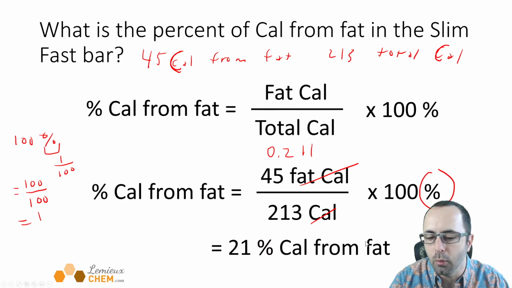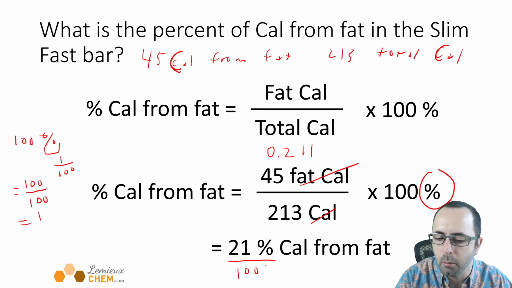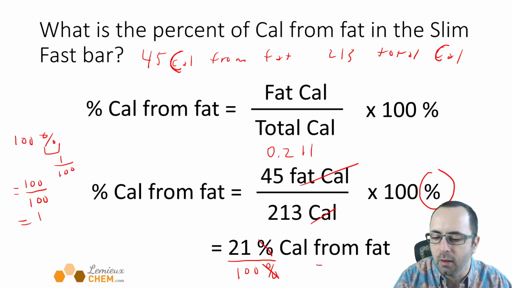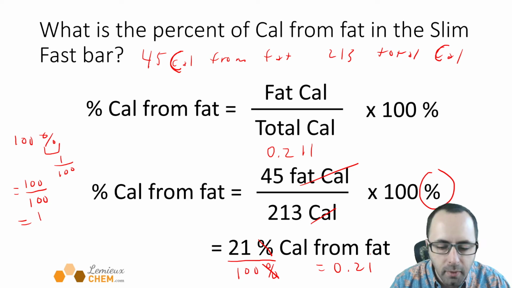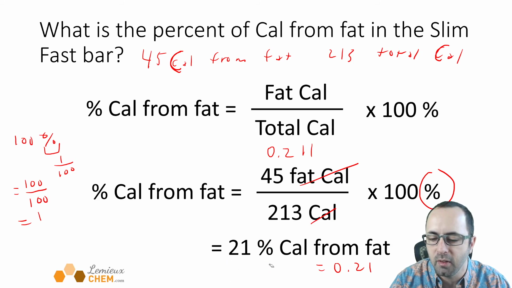We can also get rid of percent. If we wanted to go backwards and get rid of the percent, we divide this by 100%. Well, that would cancel the percent, and then that would give us just the number 0.21 without a percent. Okay, but that's not what we were doing here. We actually wanted the percent. That's why we multiplied by 100%. So we get 21%.